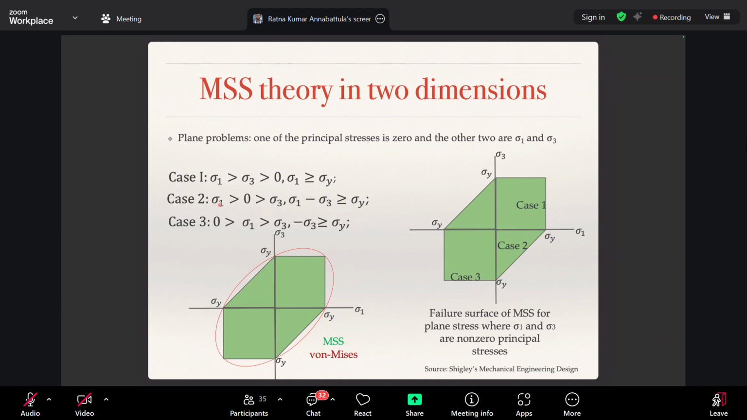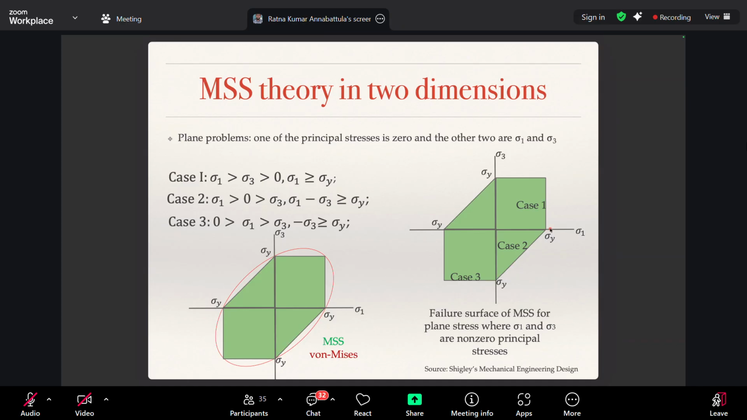Case 2, when sigma 3 is less than 0. Because it is a plane state of stress, sigma 2 is equal to 0. In this scenario, sigma 1 is maximum principal stress, sigma 3 is the minimum principal stress, then no problem. So our original relation sigma 1 minus sigma 3 is equal to sigma y. Because sigma 1 is positive and sigma 3 is negative, the line will be this line. Sigma 1 minus sigma 3 is equal to sigma y, when sigma 1 is positive and sigma 3 is negative.